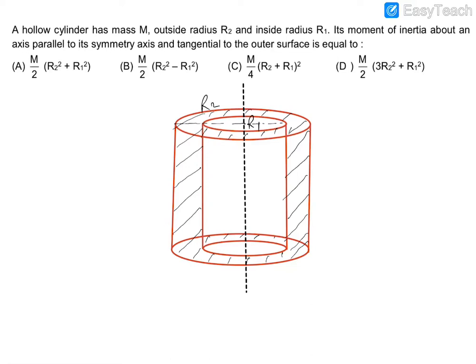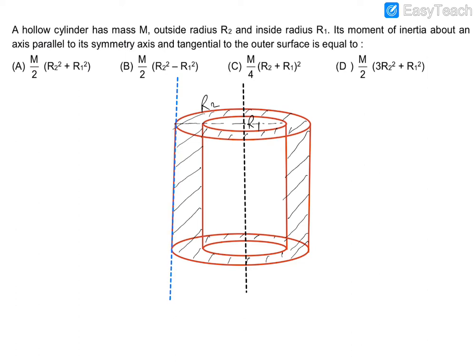In this question, there is a hollow cylinder of mass m and it is formed in such a way that its inner radius is r1 and its outer radius is r2. Now we have to find out the moment of inertia of this cylinder about an axis which is passing tangentially, through its outer periphery. So we have to find out the moment of inertia of this cylinder about this axis.